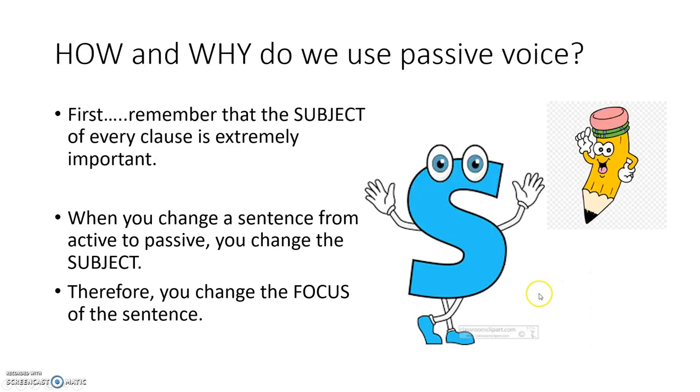Okay, here we go. So first, how and why do we use passive voice? So here's our Mr. S again, the subject of the sentence, right? First, remember that the subject of every clause is extremely important. If the sentence is active, it has a subject. If the sentence is passive, it also has a subject. When you change a sentence from active to passive, you change the subject. Therefore, you change the focus of the sentence. What do you want to focus on? Which idea?